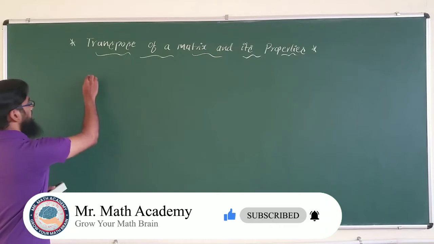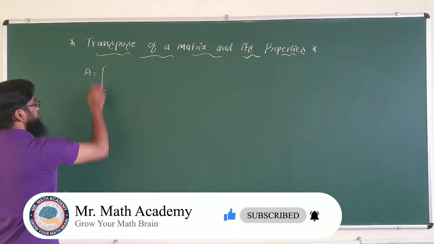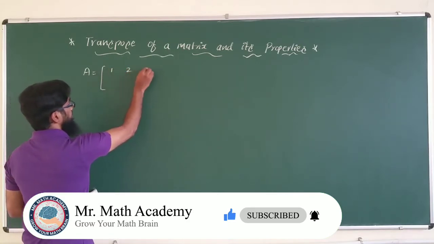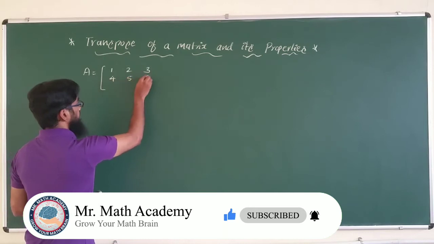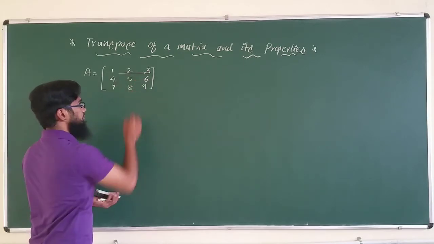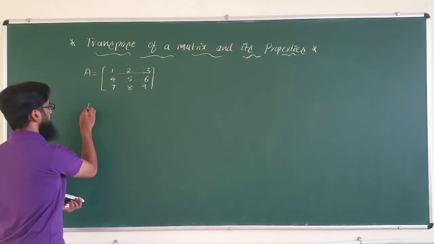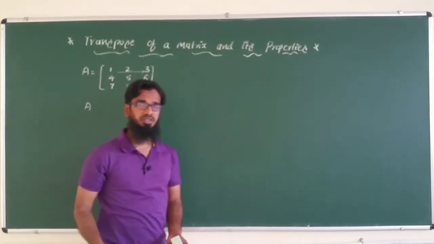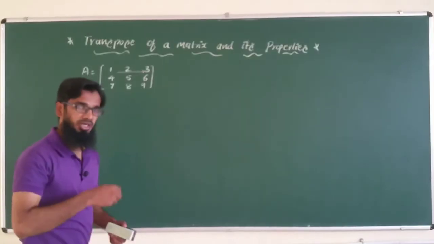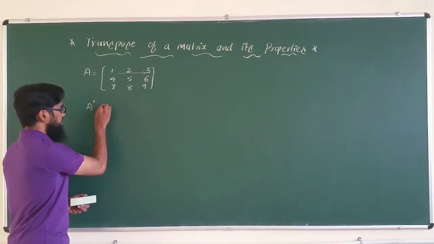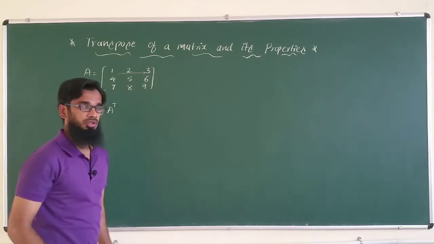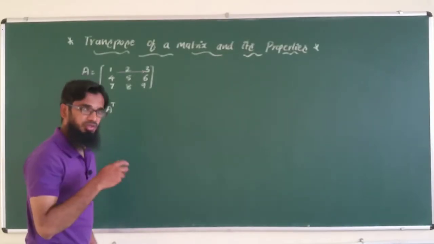Suppose I take matrix A, and I'll go for a 3 cross 3 matrix here. So I'll just take 1, 2, 3, 4, 5, 6, 7, 8 and 9. I'll take the first row to the first column. Now, the transpose of a matrix is represented by A dash, or otherwise by A to the power T. In both ways we can represent the transpose of a matrix.